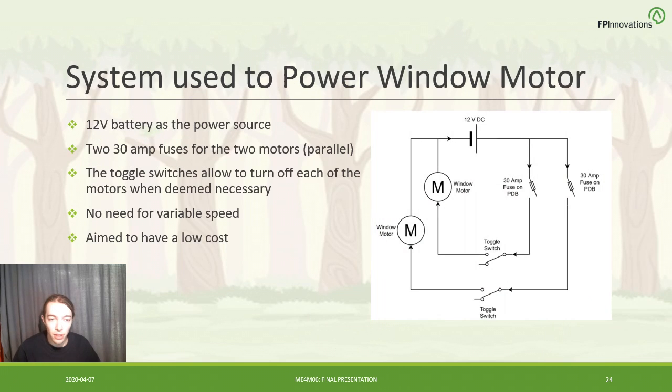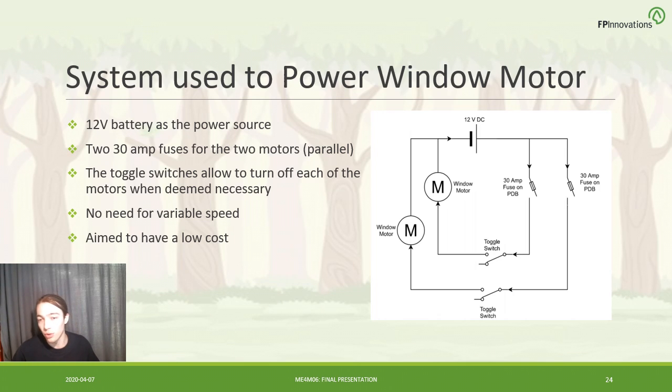So here's a circuit diagram for the system that we'll be using to power these motors. It's going to be powered using a 12-volt battery, and that's going to power both motors. There's going to be two 30-amp fuses, one on each run in series, to work for one motor each. We will also have toggle switches to be able to turn the motors on and off in order to simulate a control system. Of course, there will be no control system in the proof of concept prototype due to cost reasons, but we will be turning them on and off as such. And the reason for this design is it's aimed to have a low cost.